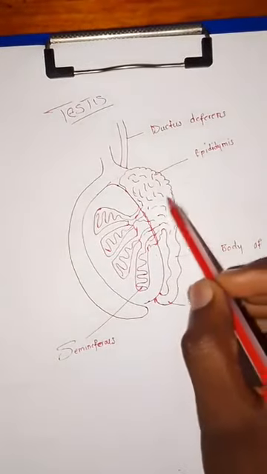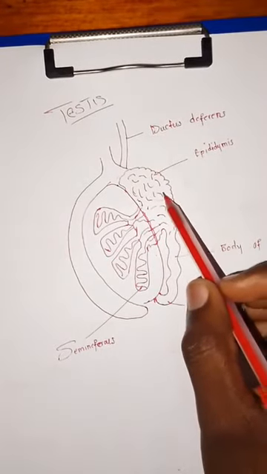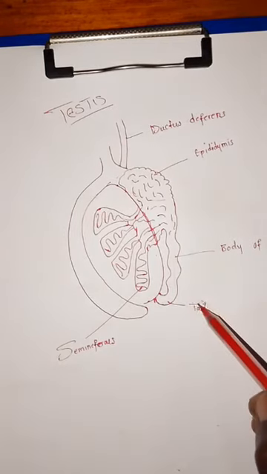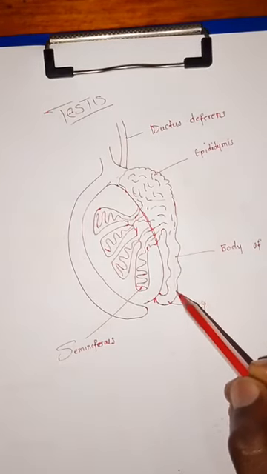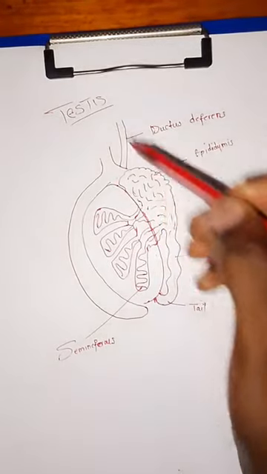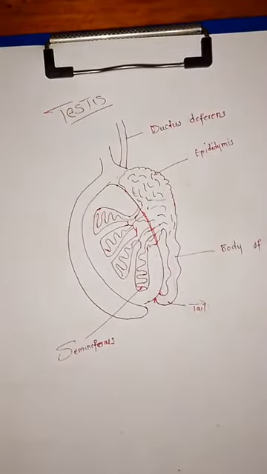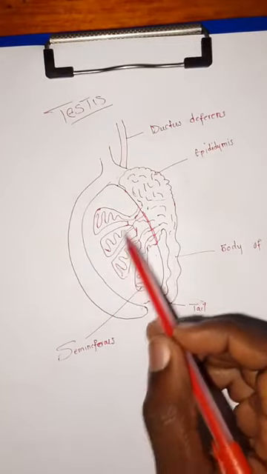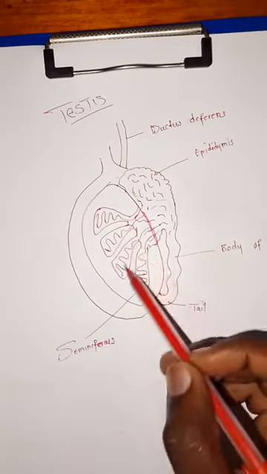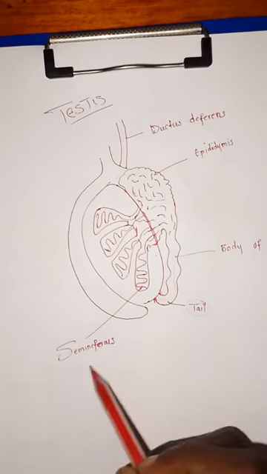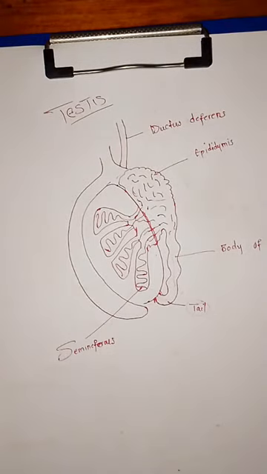This part, as it is labeled, is the epididymis, and this is the body of the epididymis. Then this is the tail of the epididymis. As the tail of the epididymis passes on the other side, we have the formation of what we call the ductus deferens. Then we also see these cord-like structures, which are known as the seminiferous tubules.